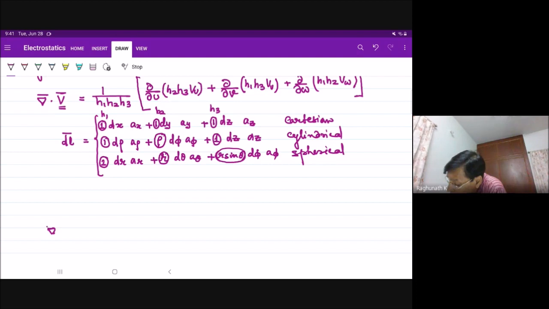Now del bar dot v bar for any vector field in different coordinate systems is what? In Cartesian, h1, h2, h3 all are ones. Dou by dou x of Vx. This is what we derived yesterday. Dou by dou y of Vy plus dou by dou z of Vz. Z component.